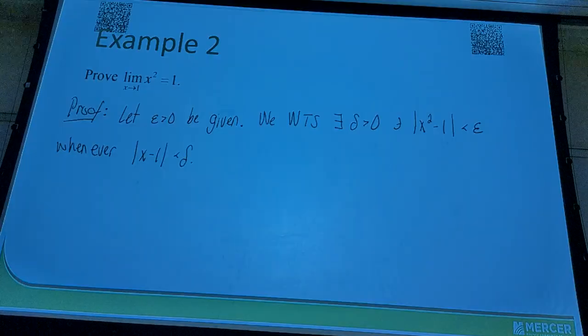So it always starts off the same way. Let epsilon greater than 0 be given. We want to show that there is a delta such that the absolute value of f of x minus L is less than epsilon whenever the absolute value of x minus a is less than delta.